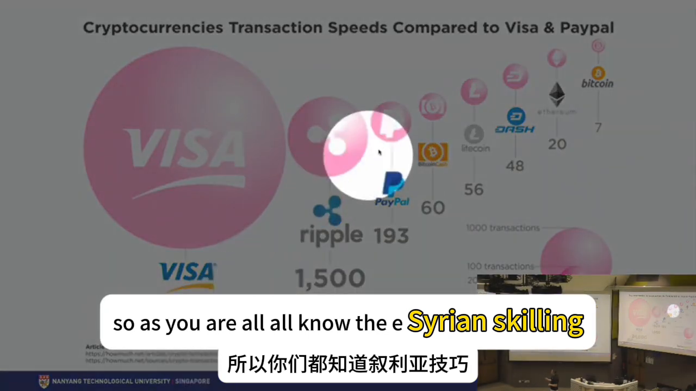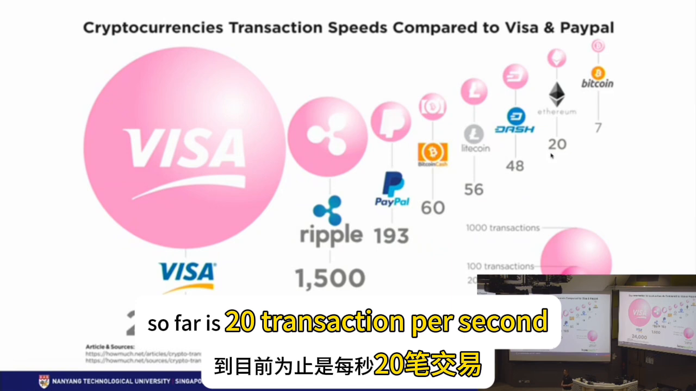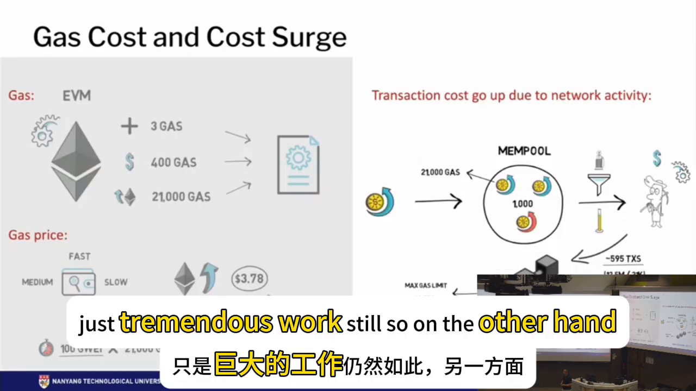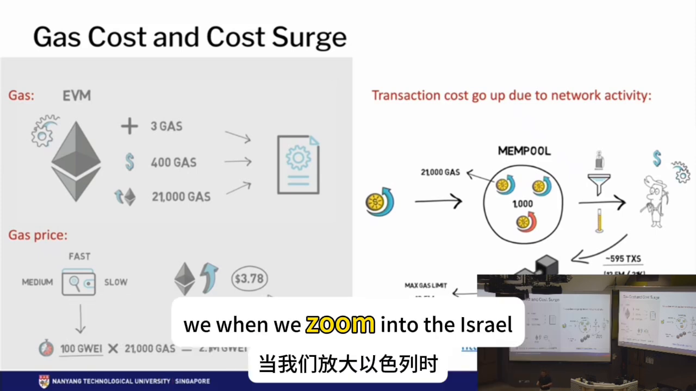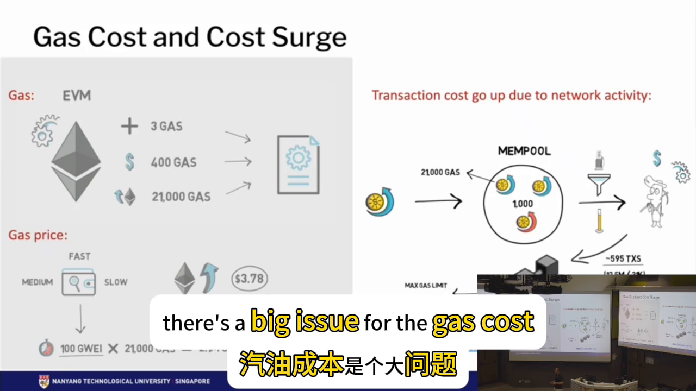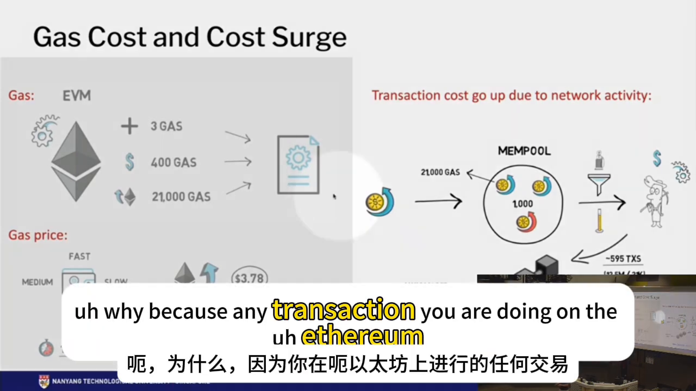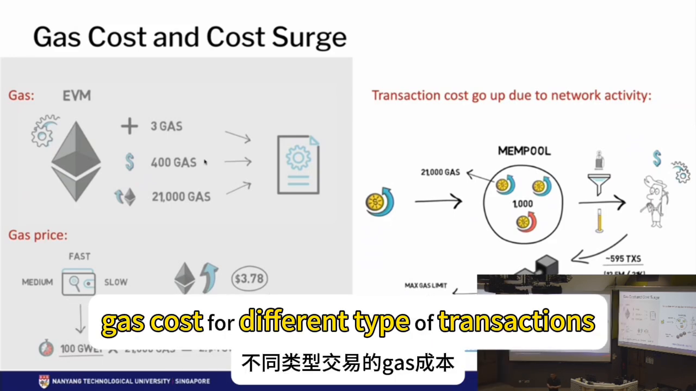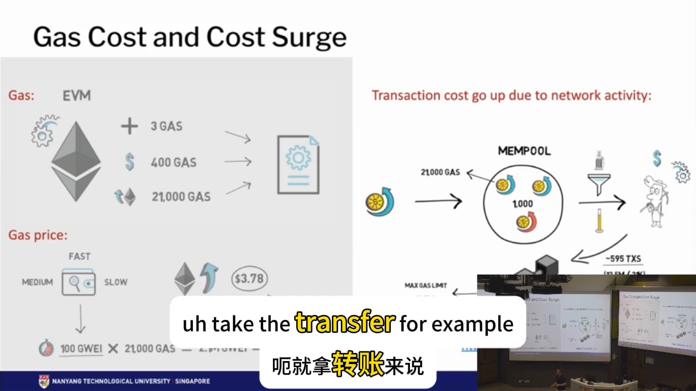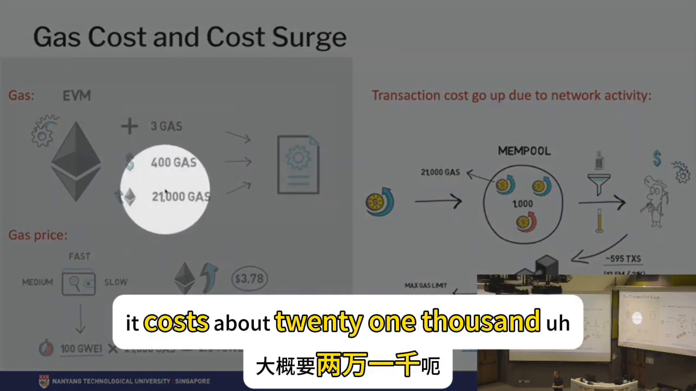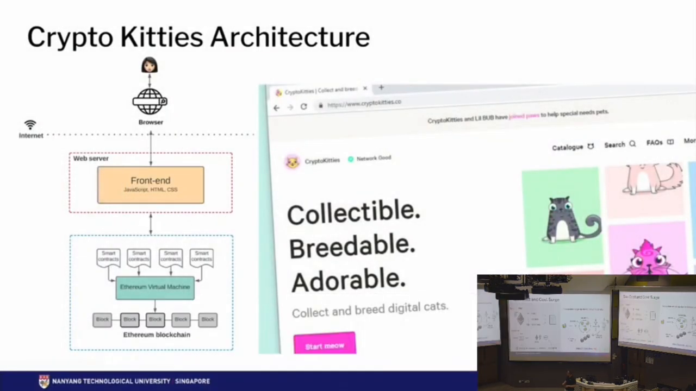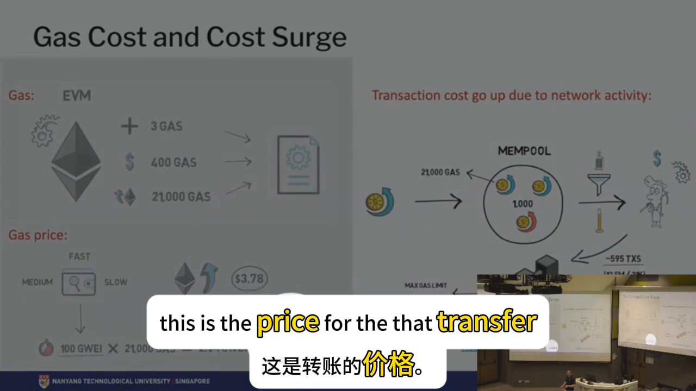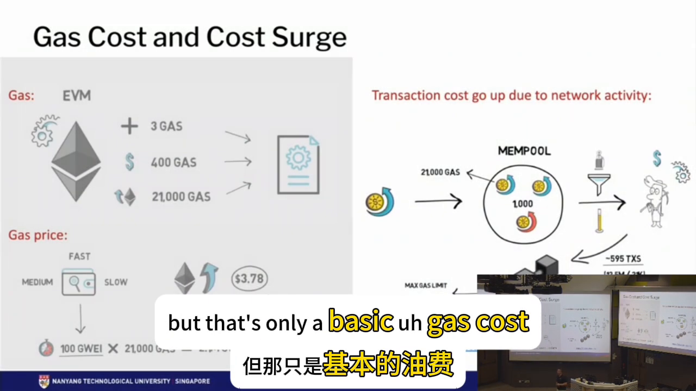As you all know, Ethereum scaling so far is 20 transactions per second. How can you scale when you're building applications? It's still tremendous work. On the other hand, when we zoom into Ethereum, there's a big issue with gas cost. Any transaction you make on Ethereum has an estimated gas cost in the wallet for different types of transactions. Take a transfer, for example: it costs about 21,000 Gwei as gas, which you convert into a price for that transfer. But that's only the basic gas cost.